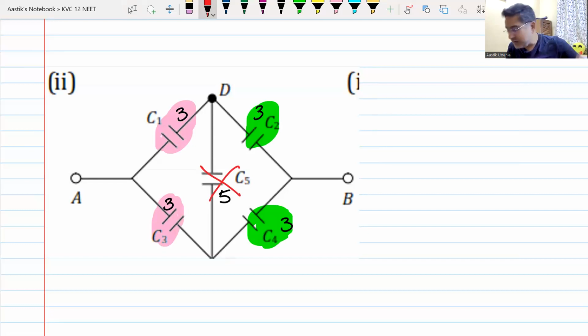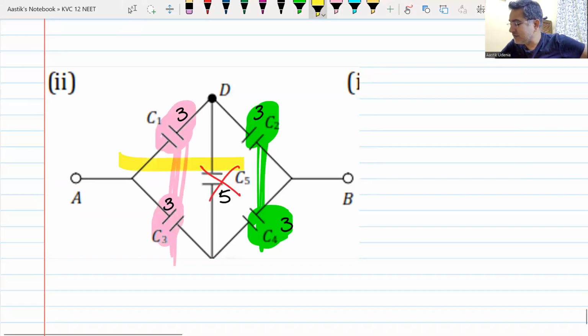Now there are 2 ways of doing it. I always do it this way. 3 and 3 are in parallel, so it becomes 6. 6 and 6 are in series, so it becomes 3. Now you can understand, if all the capacitors are same, the answer is always going to come as same. Do you understand this?